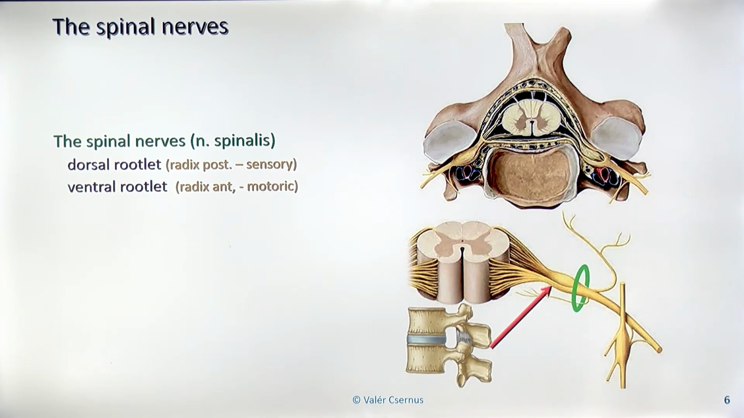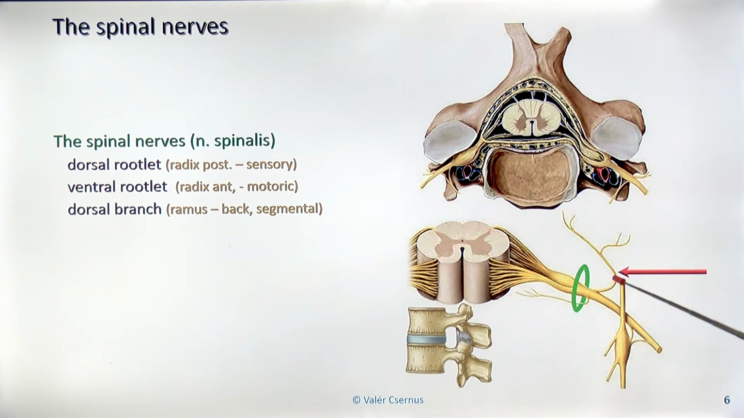This green circle represents the area where the spinal nerve can get out of the vertebral canal. And this little segment of the fibers, the united dorsal and ventral rootlets, is the spinal nerve. Very soon it divides into a usually thinner dorsal and a usually thicker ventral ramus.